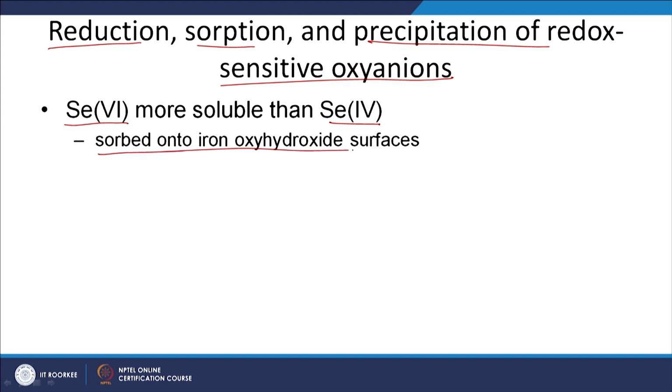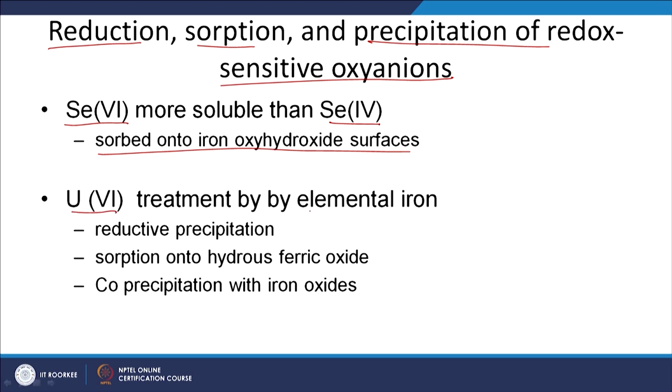Let us say sorb down to iron oxyhydroxide surfaces, right, and uranium treatment by elemental iron. What is the process? Again it is not clear, but looks like it is reductive precipitation, or could be sorption onto hydrous ferric oxide. Let us say when you have iron being oxidized, you are going to again have formation of the relevant oxides here, right. You are going to have complexes being formed, or a precipitate of that particular ferric oxide or such, right.